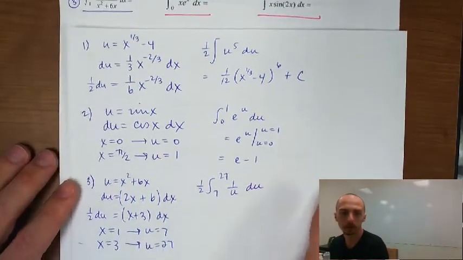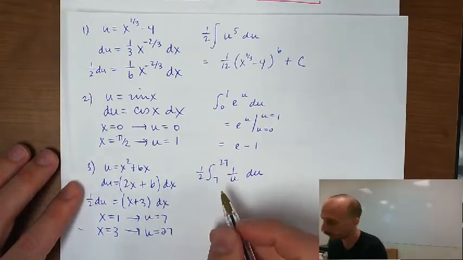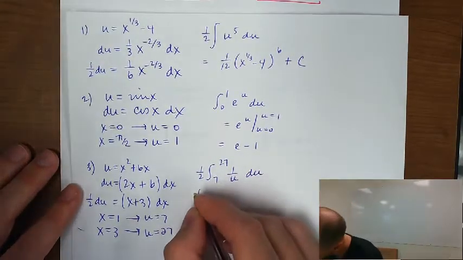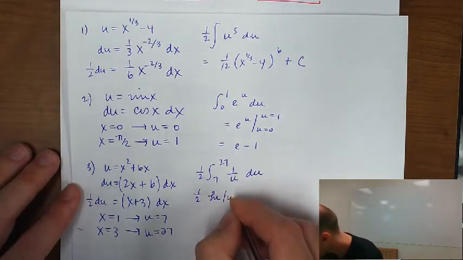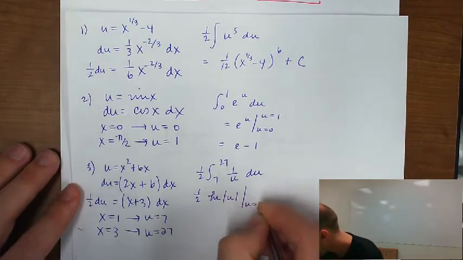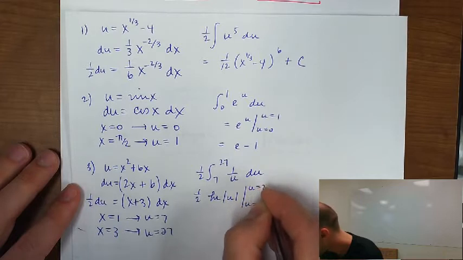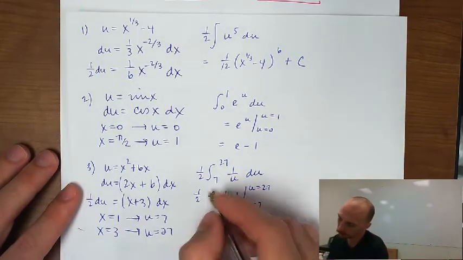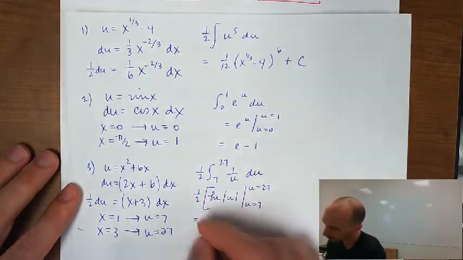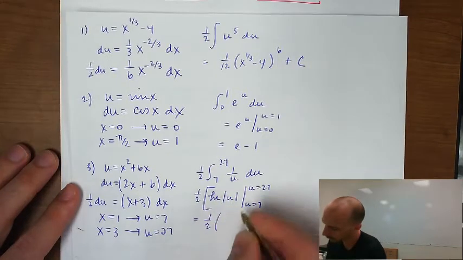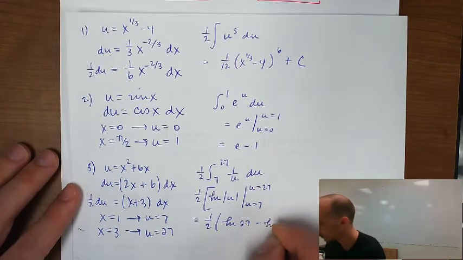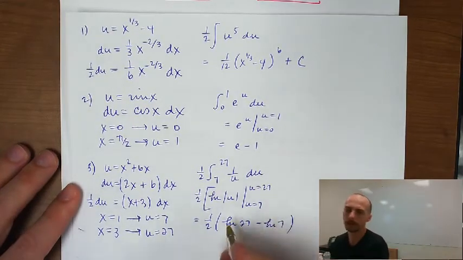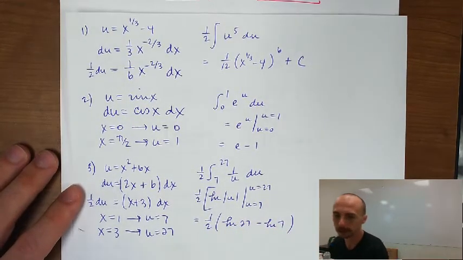An antiderivative for 1 over u with respect to u is going to be the log of the absolute value of u, as u runs from 7 to 27. So this is half of the difference between the log of 27 and the log of 7. And you could apply log properties if you didn't feel like it, that would be just as good.